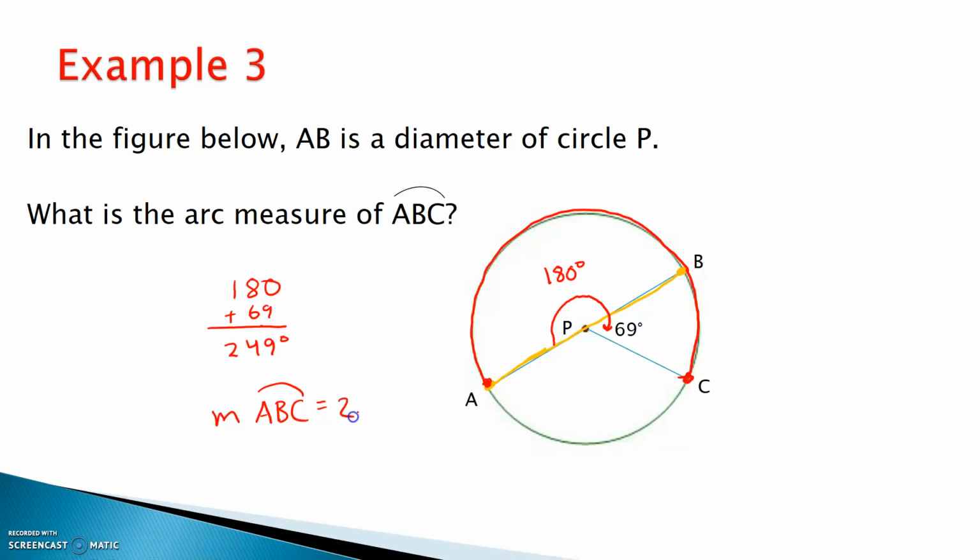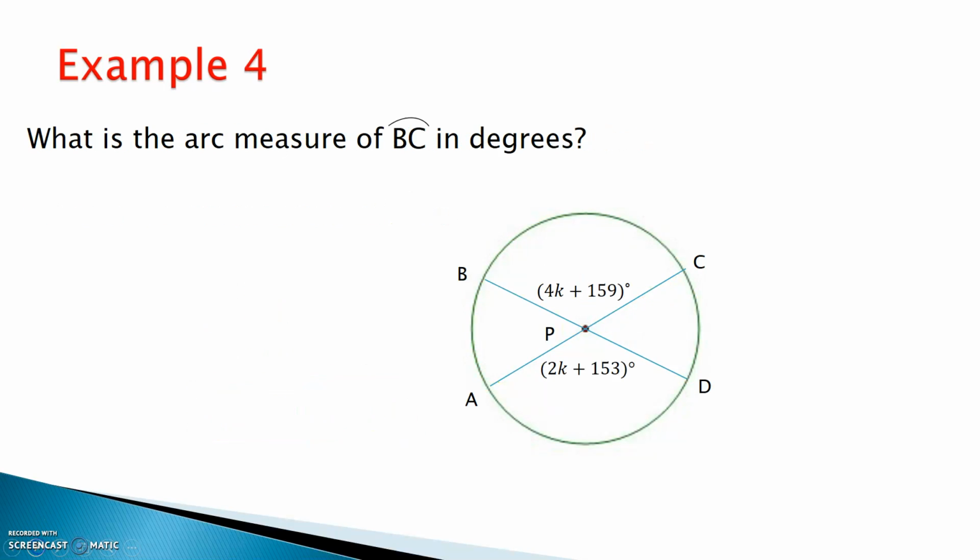In total, there's 249 degrees for the measure of arc ABC. All right, on to the next one. Again, take a second, copy it down. When you're ready, hit play.